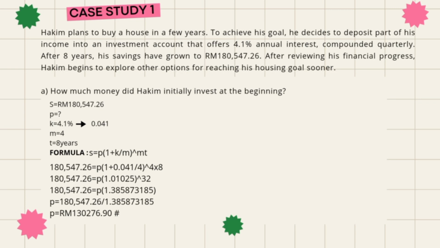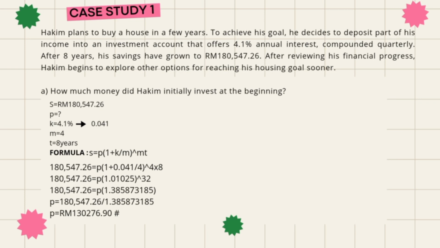Today I want to present Mathematics 112, Study Case 1. Hakim plans to buy a house in a few years. To achieve his goal, he decided to deposit part of his income into an investment account that offered 4.1% annual interest compounded quarterly. After 8 years, his savings have grown to 180,547 ringgit and 26 cents. After reviewing his financial progress, Hakim begins to explore other options for reaching his housing goal sooner.